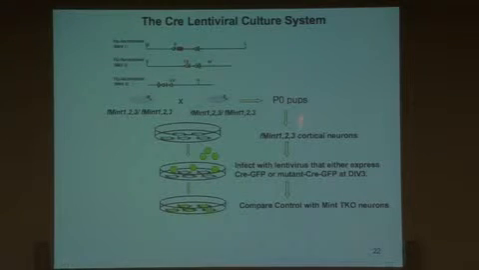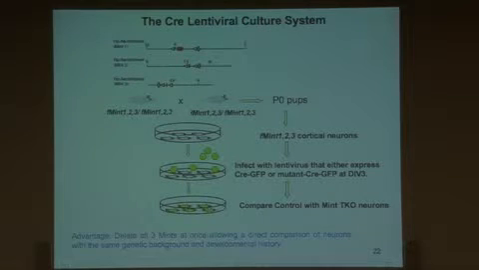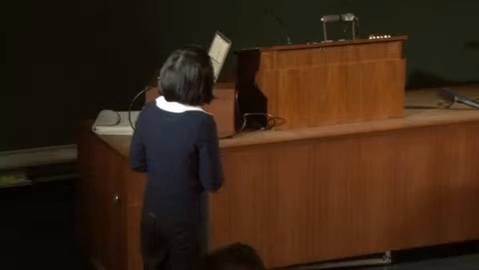P0, culture cortical neurons, and then infect them with the lentivirus that expresses either a Cre recombinase linked with GFP or a mutant Cre recombinase linked with GFP at 3 days in vitro, and then those infected neurons would be the ones that are deleted for MINT1, 2, and 3 if they were exposed to lentivirus that contains the Cre recombinase. And with this model, we can compare the control, which was infected with mutant Cre, to the MINT triple knockout neurons. And so the advantage is that you can delete all 3 proteins at once, allowing for a direct comparison of neurons with the same genetic background.